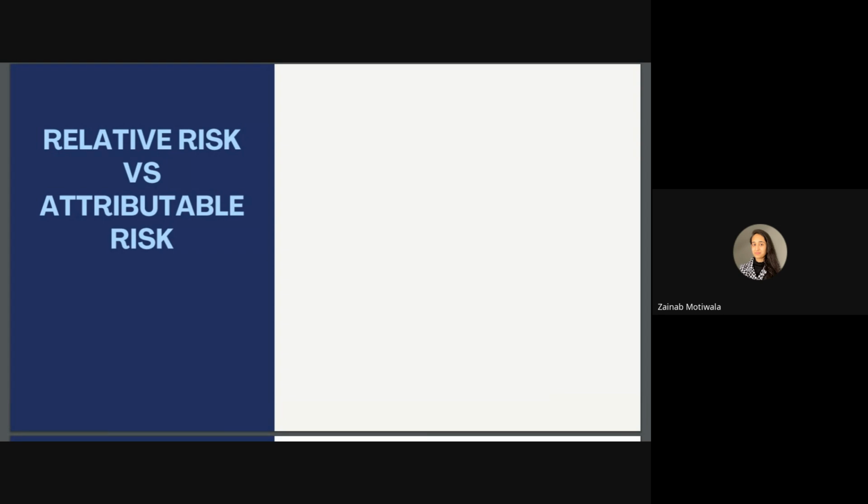So what do you all think? What would be better for assessing the etiological role, relative risk or attributable risk? Similarly, what do you think gives a better idea of the impact of a successful preventive or public health program? It would be attributable risk or relative risk. I'll give you all a couple of seconds to answer this.